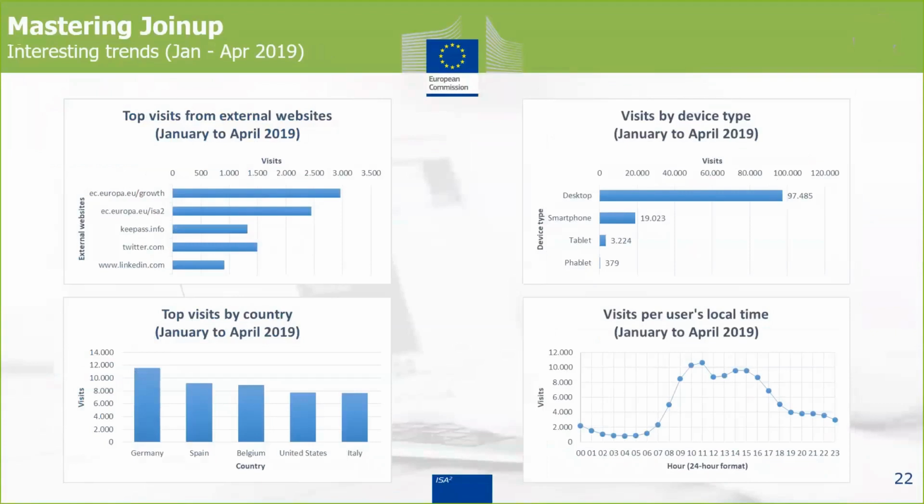And the reason we're having these stats here, these are interesting trends from January to April 2019, is since we're talking about member engagement, it's good to know what's happening on the platform. For example, top visits from external websites. As you can see, on this first graphic we have a lot of people coming in from DG Grow. We have people coming in from the ISA² team. We have people coming from keypass.info. This is a free open source password manager tool.